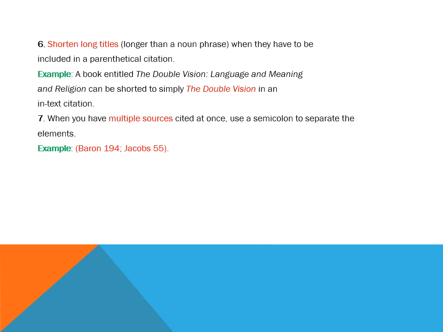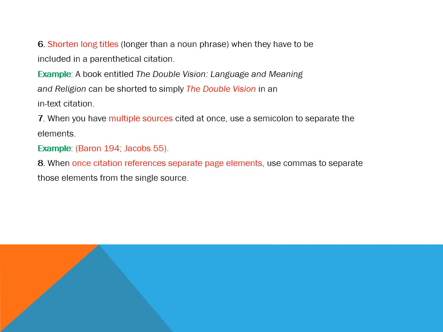So here, we start with the first source, which is Byron, page 194, then a semicolon to separate the sources. Then you add the second one, family name Jacobs, then the page 55. And you close with the second bracket and put a full stop. Remember, punctuation is very important in formatting.